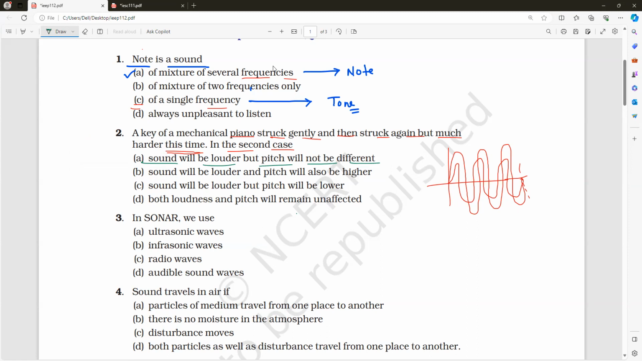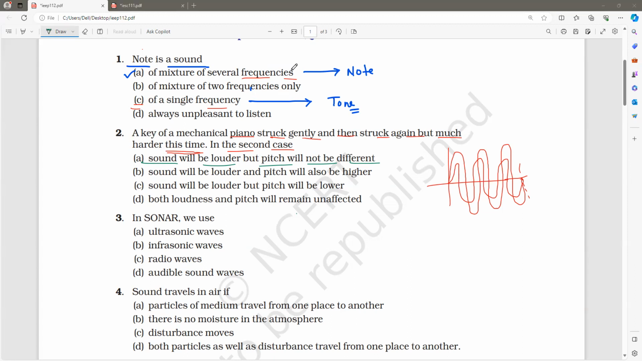For the depth of the key pressing, you have to press lightly. Lightly means it goes up and down from the main position. If you press harder, it goes much deeper inside. So the amplitude increases. Amplitude increases means the sound will become more loud.